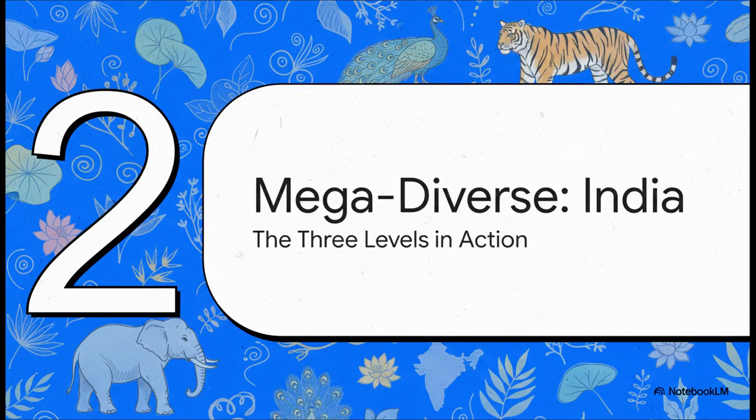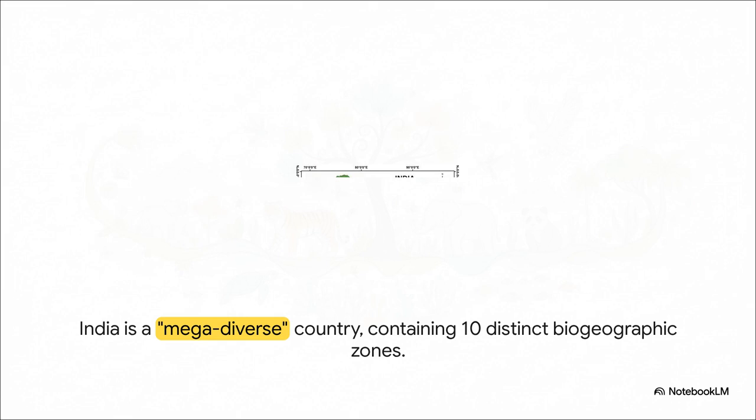Okay, so we have the framework down. Now, let's see how this stuff actually works in the real world. We're going to take a look at India, which is just a perfect example of what's called a mega-diverse nation, where you can see all three of these levels in action. So what on earth does mega-diverse mean? Well, it means a country is just jam-packed with life.